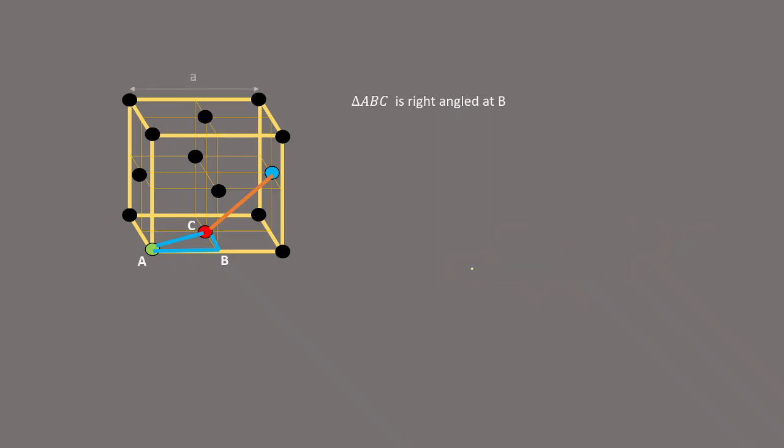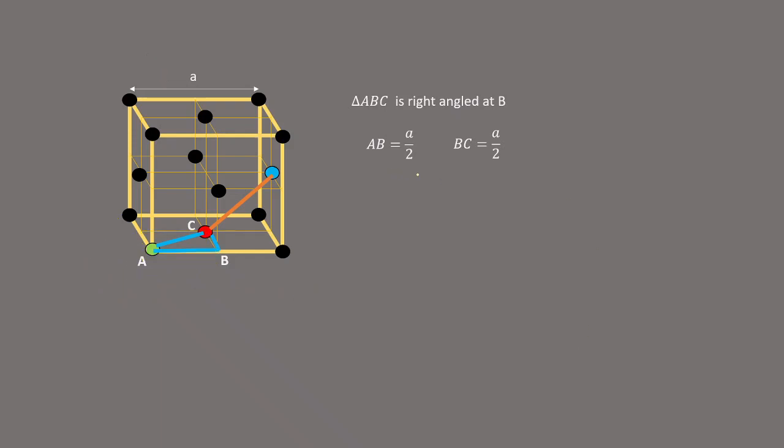Let's call the edge of the cube A. So AB is A by 2, because this whole distance is A, and BC is also A by 2, because this distance is A and this distance is half of A. So BC is also A by 2, right? Because in this parallelogram, the distance from B to C is the same as this distance here.